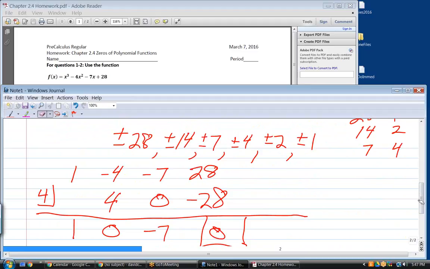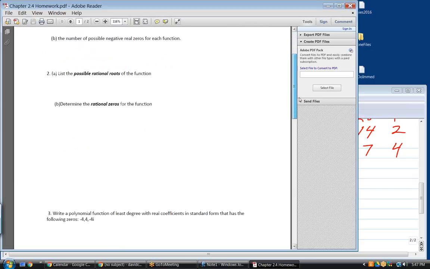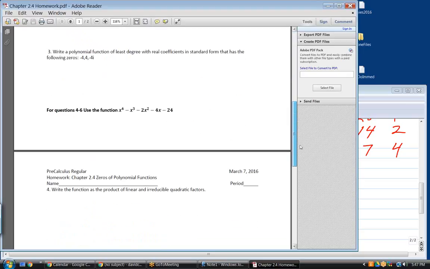Most people, they get to the quadratic formula and they say, this is as hard as it gets. But it's not even close. Using possible rational roots is way harder. Determine the rational zeros for the function. We've done both of those. So we've actually done this problem from all directions. Okay. So I think we can go on.